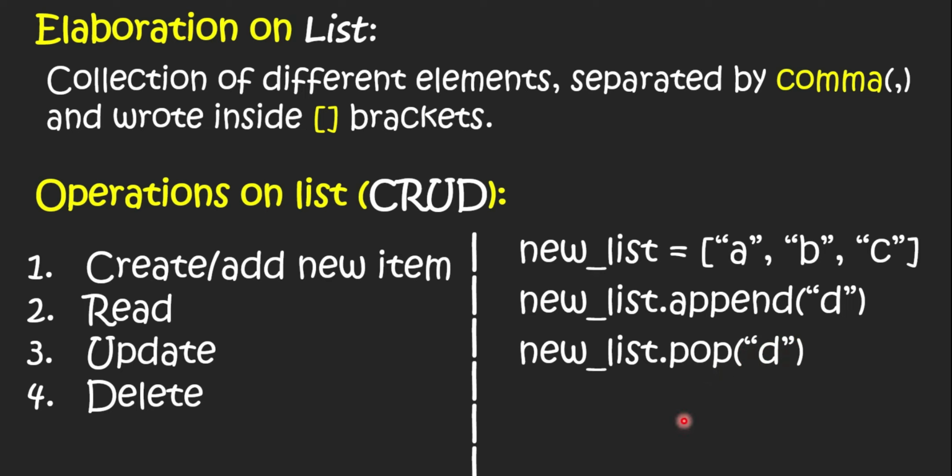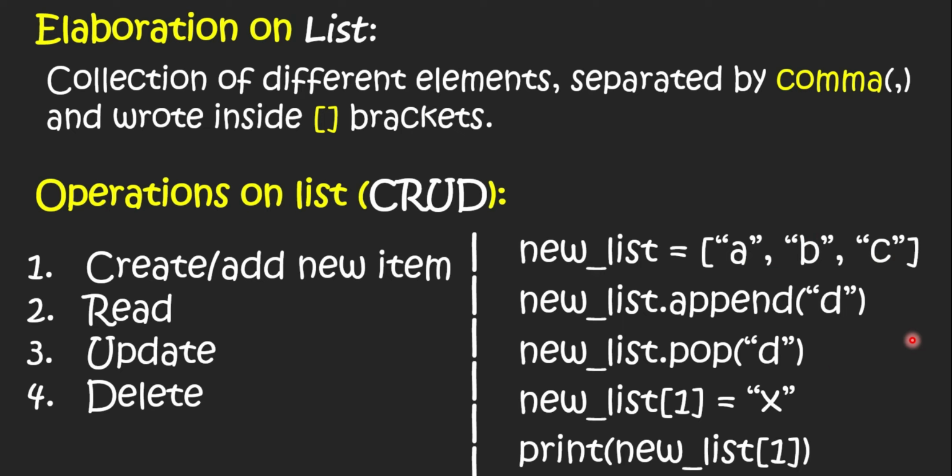Now in order to update or change an existing value, we could do something like new list, and inside the brackets we could place the index position of whichever element we wish to change, and over there we could add the new element that we wish to add. So over here x, this is 0 index position, this is 1. So instead of B, there would be x. So A, X, C. That would be our new list.